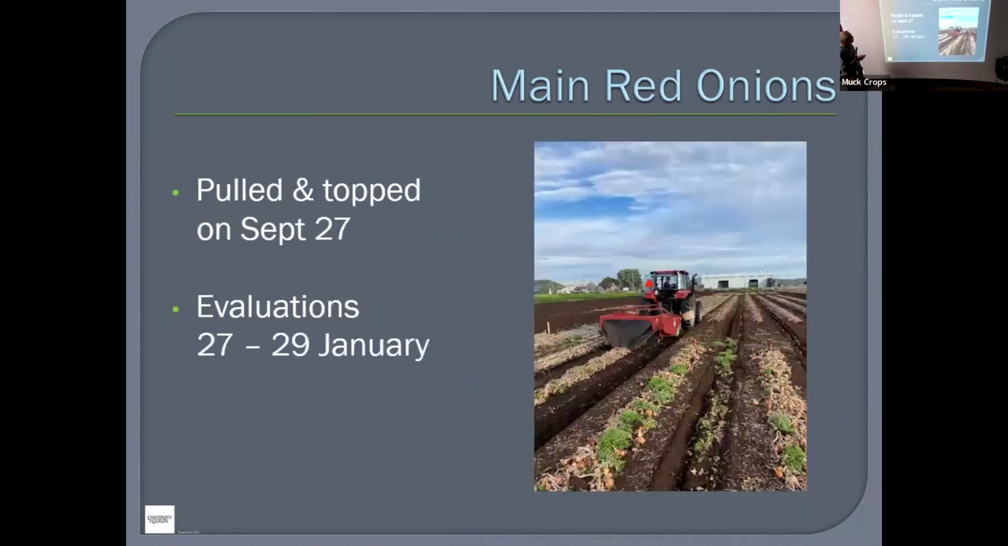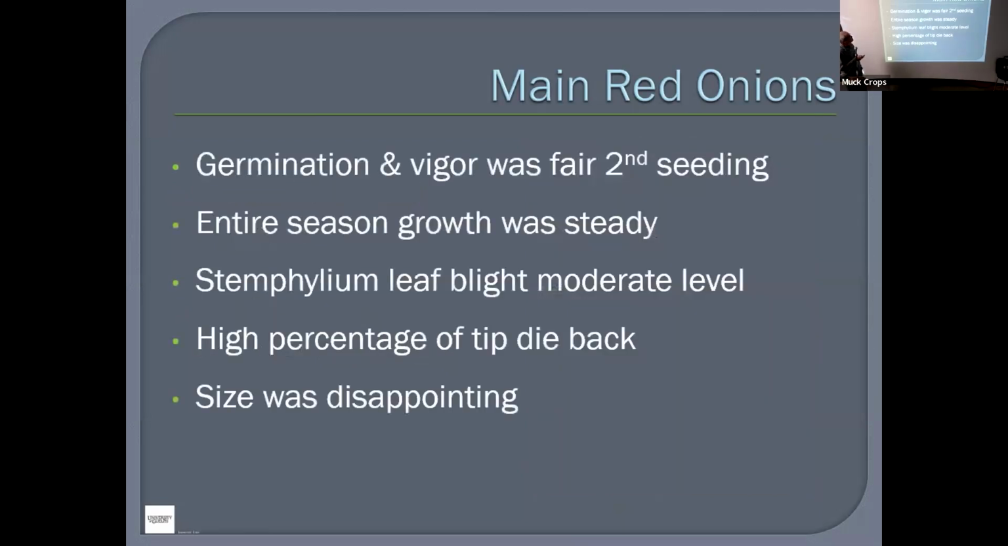We had 13 cultivars. We pulled and topped them on September 27th. We left them as long as we possibly could to try to size up as much as possible. We did the evaluations on the 27th through the 29th of January. Just some points from the trial. Germination vigor was fair in the second seeding. Entire season growth was steady. Stemphylium leaf blight was moderate.